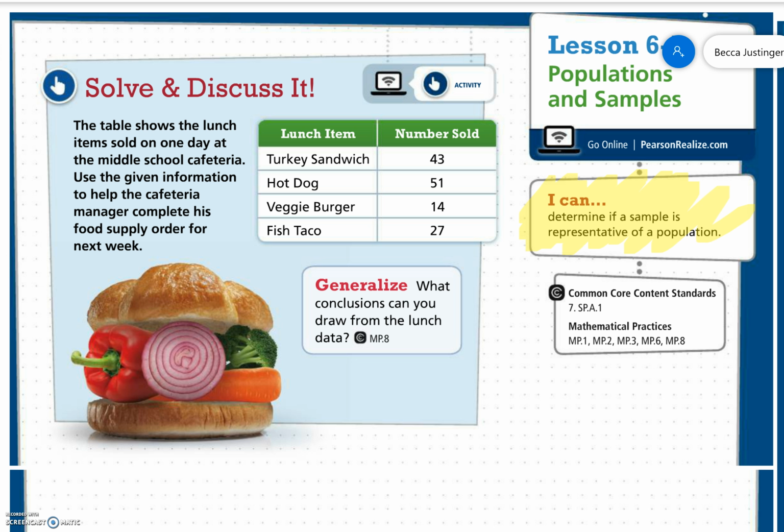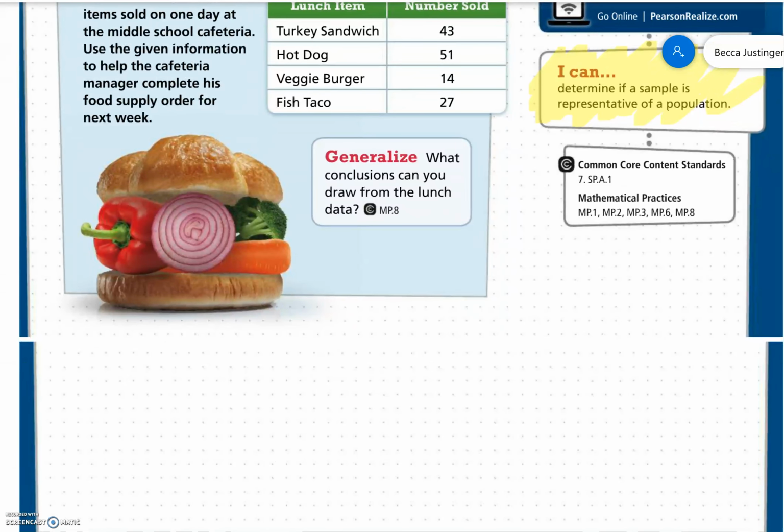The table shows the lunch items sold on one day at the middle school cafeteria. Use the given information to help the cafeteria manager complete his food supply order for next week. So it looks like there were 43 turkey sandwiches sold, 51 hot dogs sold, 14 veggie burgers sold, and 27 fish tacos. So what conclusions can you draw from the lunch data? Let's write some things down and get some participation.